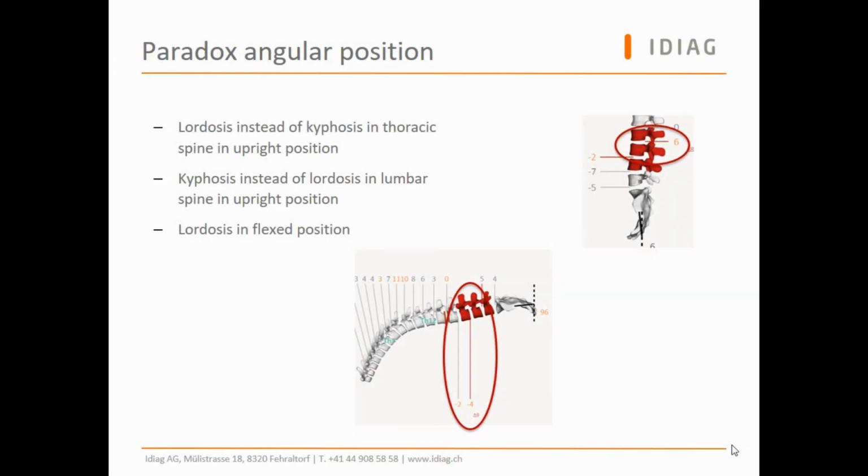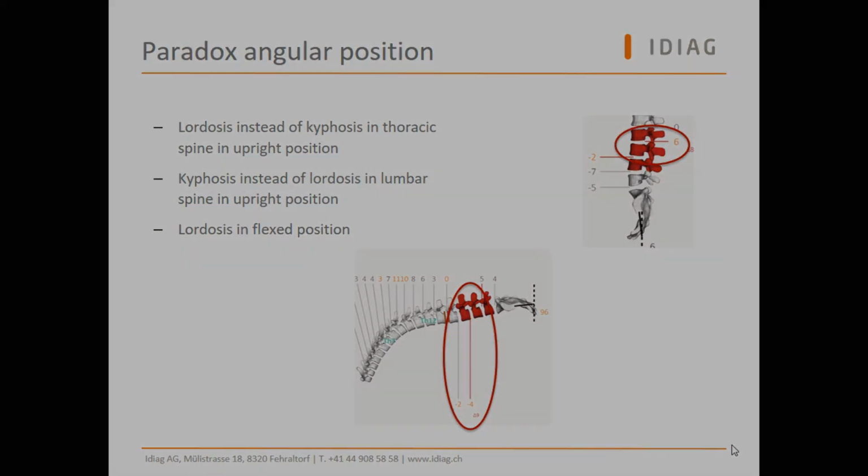If there is a kyphosis instead of a lordosis in the lumbar spine in the upright position, a lordosis instead of a kyphosis in the thoracic spine in the upright position, or a lordosis in the flexed position, we call that a paradox angular position.